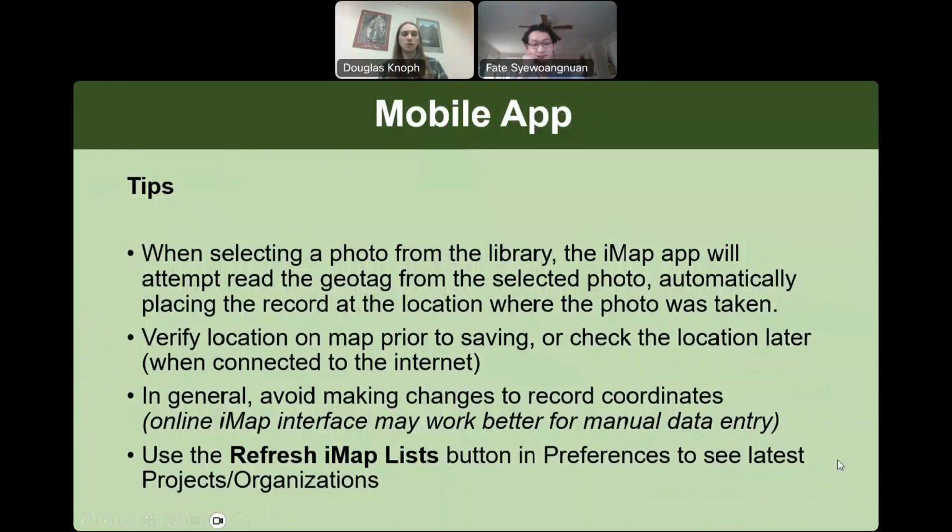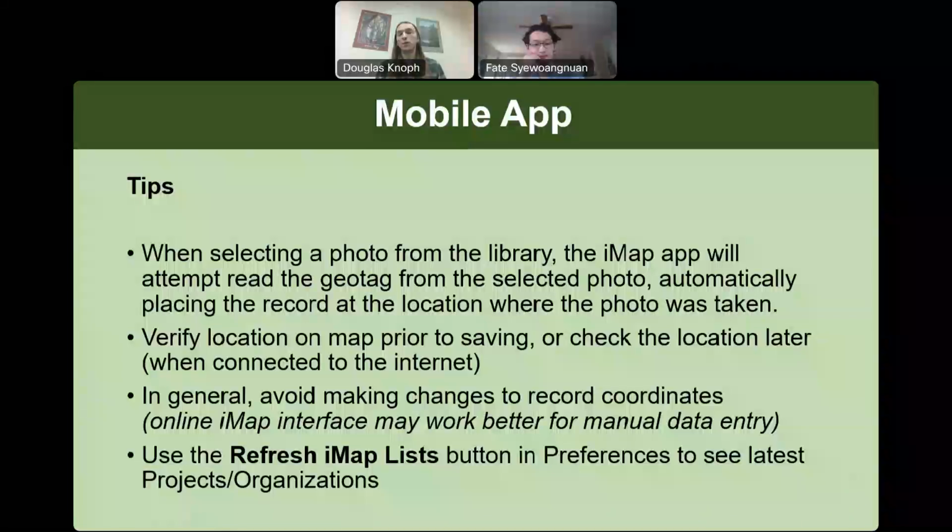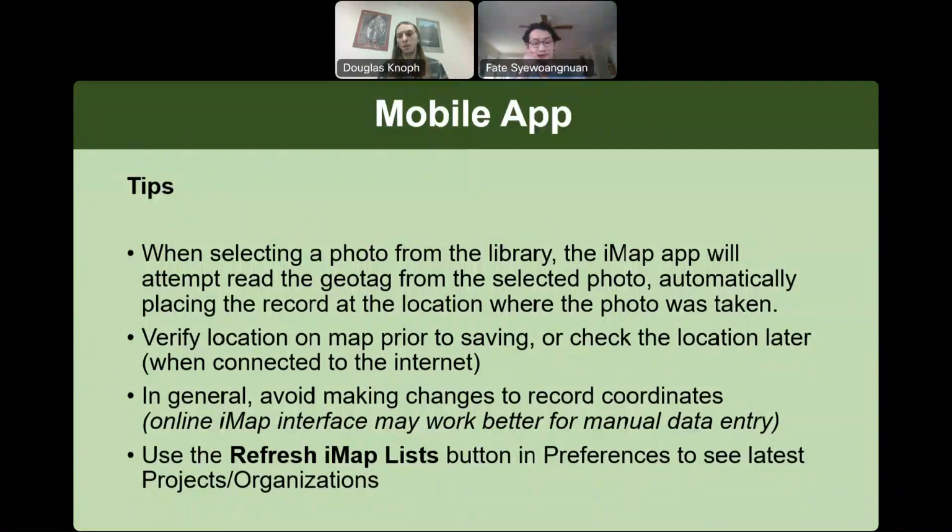And before you go out and do any sort of data collection, it's always a good idea to refresh iMap lists. So go into the preferences of the iMap app and hit the refresh iMap list button, just to ensure that all of the species lists are up to date and any changes to your projects and organizations are reflected. This is just to ensure that all of the data goes in properly and doesn't have any issues with compatibility.